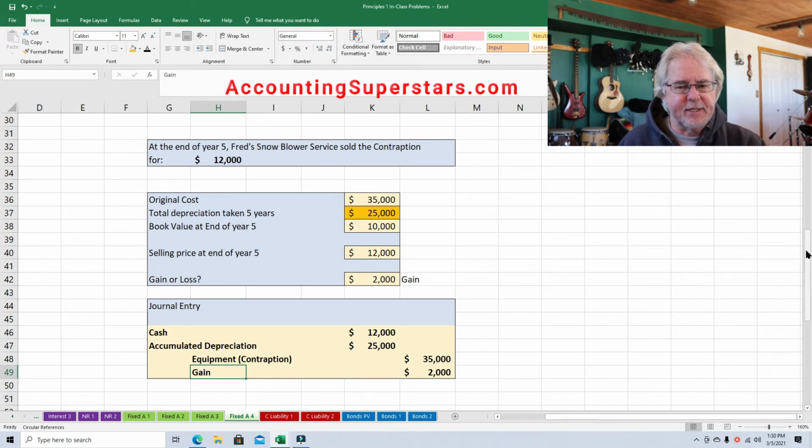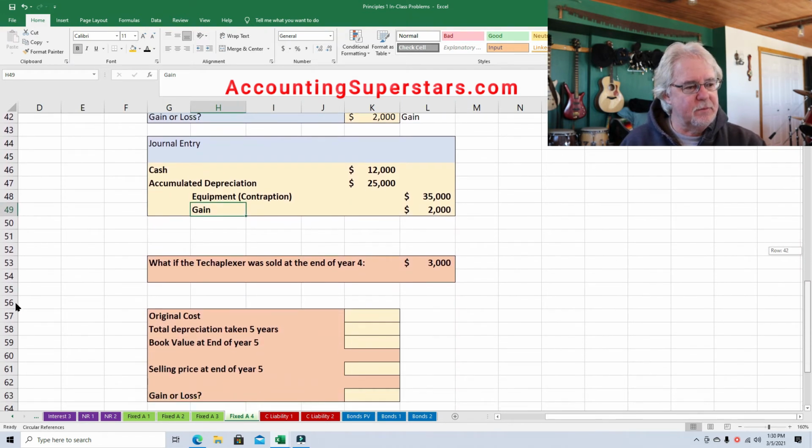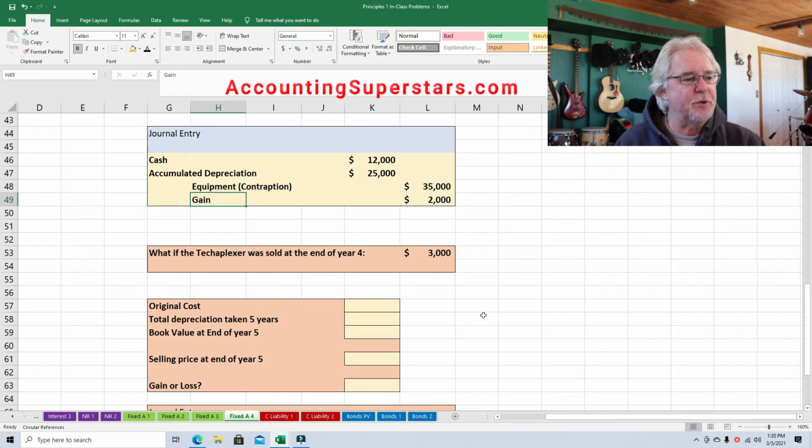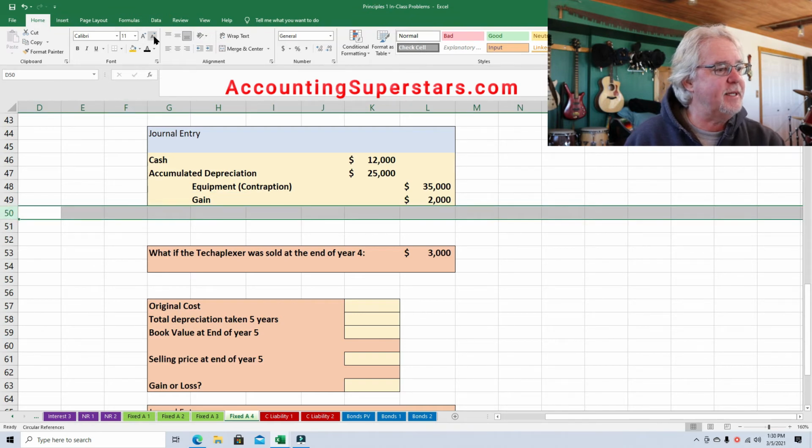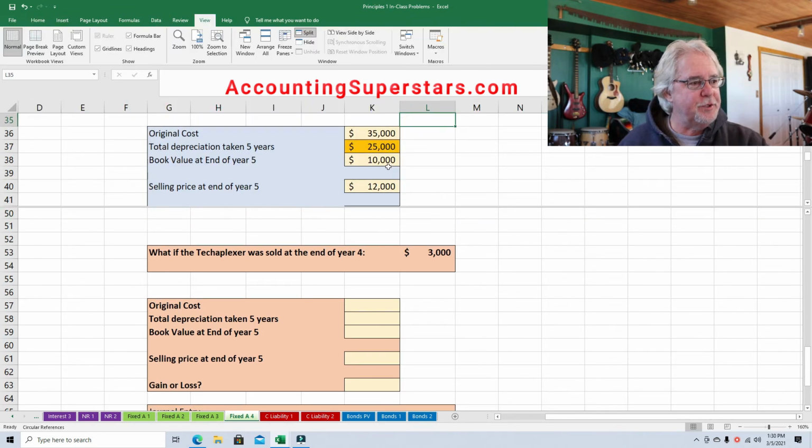Well, let's look at a slightly different example. What if this Techaplexer was sold at the end of year 4 for $3,000 instead of 12? Well, I'm going to split the screen so we can see a little bit easier here. So what we'll do is we'll pretty much use the same information.